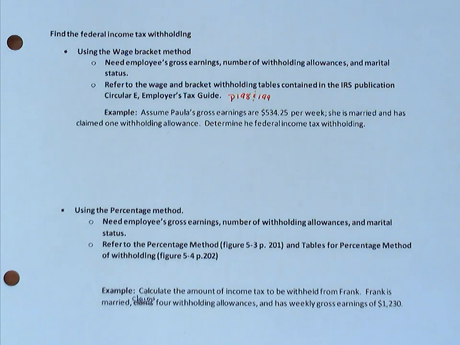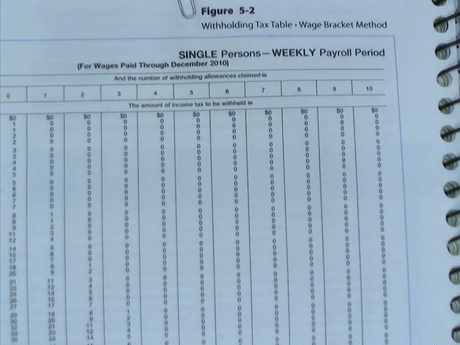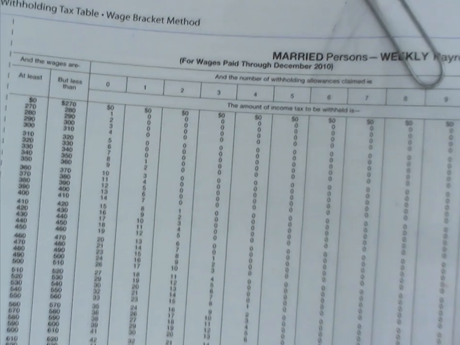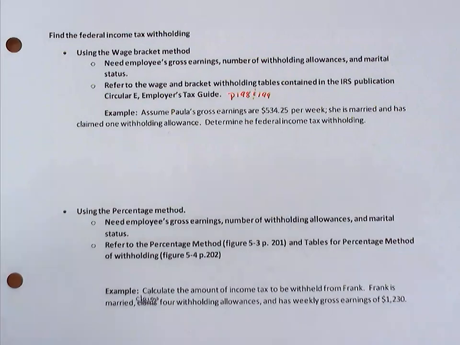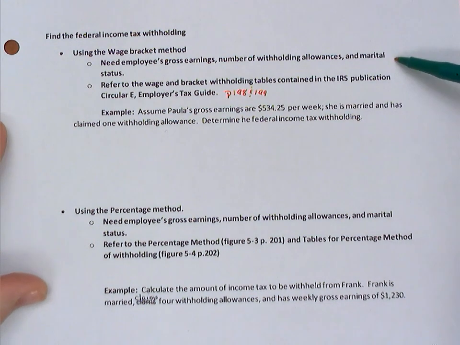This section is about finding the federal income tax withholding using the wage bracket method and the percentage method. So we're going to walk through both ways. Using the wage bracket method, you're going to refer to the textbook pages 198 and 199, and they have brackets that look like this for single and like this for married people, and we'll refer to them in just a second. The first thing you need to know is the employee's gross earnings, the number of withholdings, and the marital status.